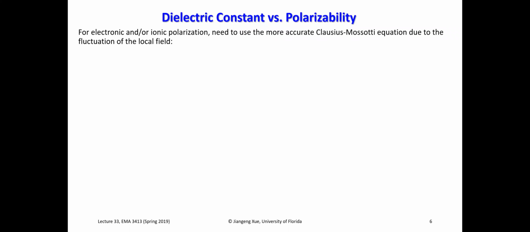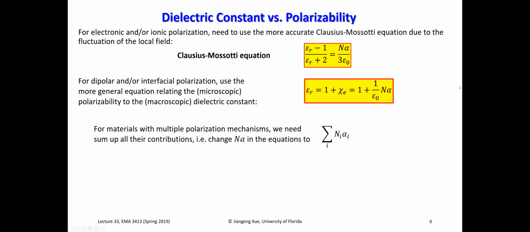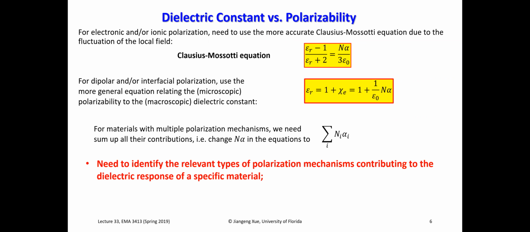So we say that for the electronic and ionic polarization, as we talked about in the last lecture, you want to apply the Clausius-Mossotti equation to relate the microscopic polarizability to the macroscopic dielectric constant. And for dipolar and interfacial polarization, you just simply use the simple form of dielectric constant. So in this case, it is important that you identify what's there, and then if there are multiple polarization mechanisms, you need to sum up all their contributions.